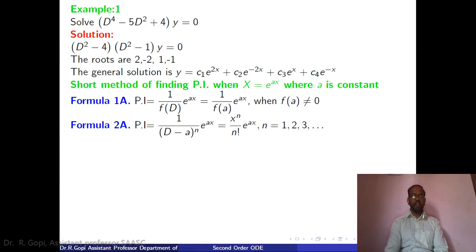So that is nothing but 1 divided by D minus a into e power ax. Replace D by a, then the value is 0. So 1 by 0 is nothing but infinity. So here the particular integral is not defined. So we put x in the numerator and differentiate the denominator with respect to D, then x divided by 1. So 1 divided by D minus a into e power ax is nothing but x into e power ax.